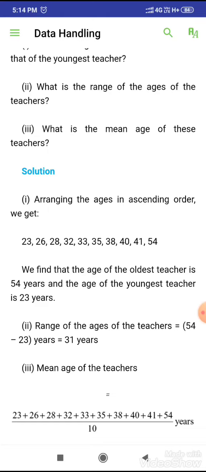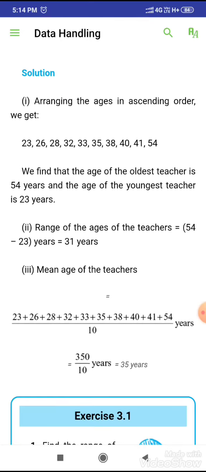In the third part we have to find the mean age of these teachers. For this first we add the ages of all the teachers, then divide it by the number of teachers. So the sum of the ages of all the teachers is 350 and the total number of teachers is 10. So our answer is 35 years.